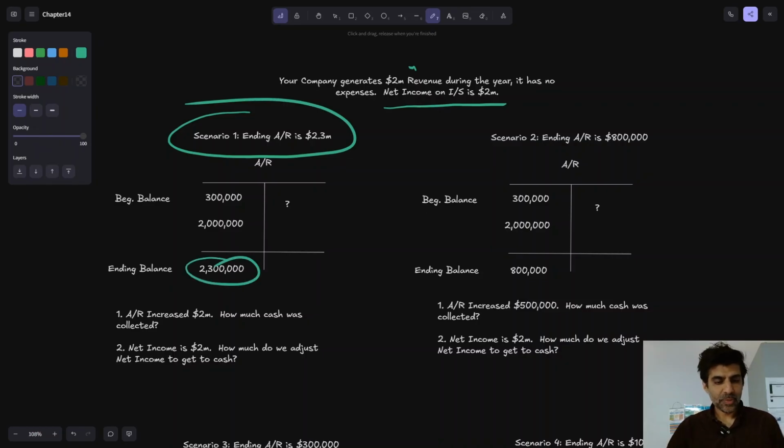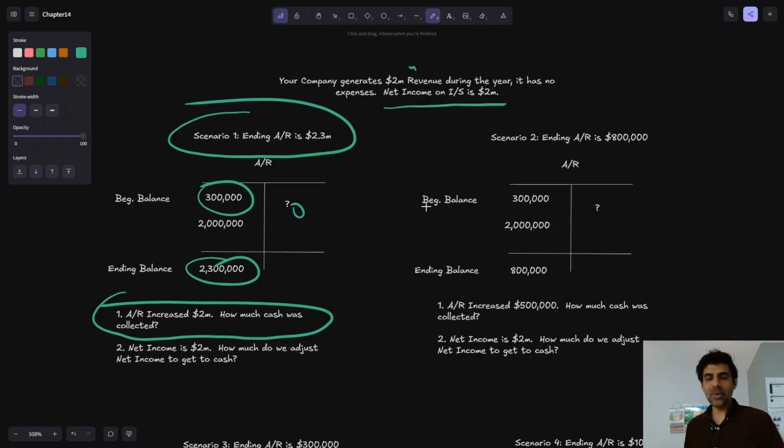The ending balance. So the first question is, if accounts receivable increased by 2 million, right? Because it went from 300,000 to 2.3 million, how much cash was collected? There is 0 accounts receivable collected. And therefore, how much cash was collected? No one paid off their account receivable. That's what that 0 means, right? So how much cash did I bring in if no one paid anything off?